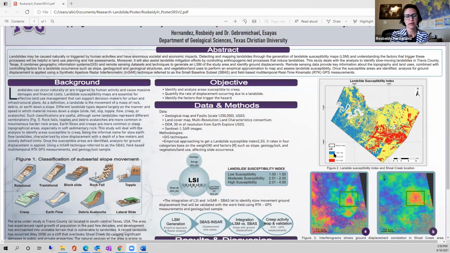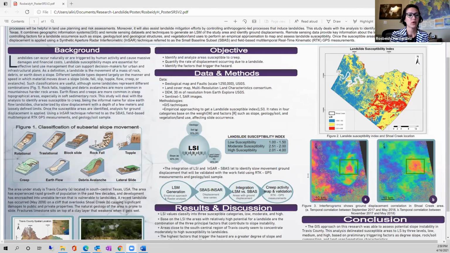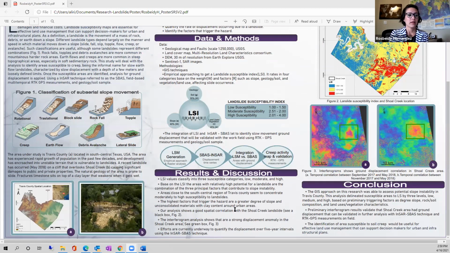The lowest susceptible is the blue, moderate is yellow, and the high susceptible is the red one. Also, we can see that the Shoal Creek landslide that affected this area is located in the high susceptible areas. The highest factors that trigger the hazard are the greater degree of slope and unconsolidated material with clay content around the urban areas.